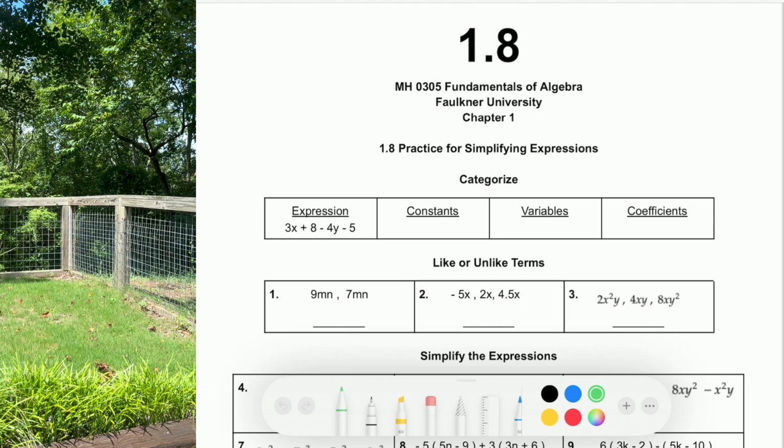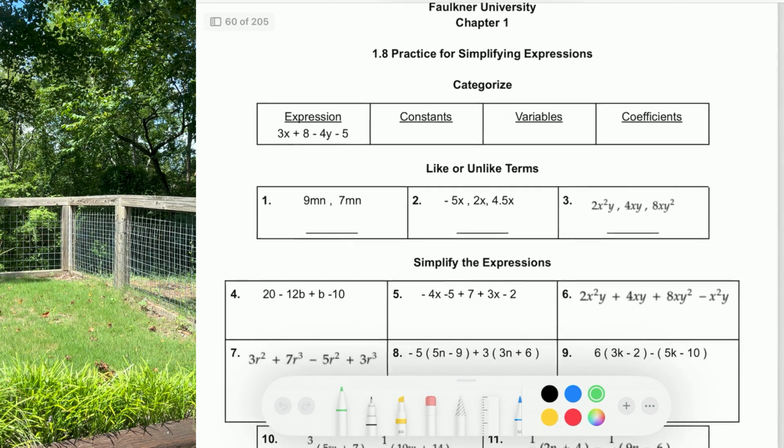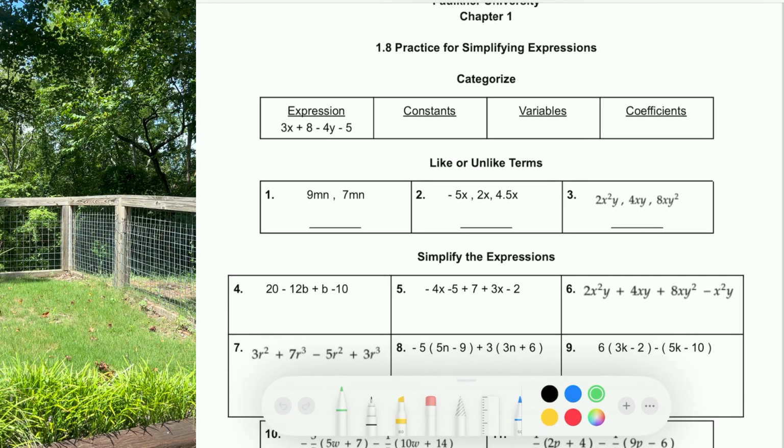Welcome back, students. We will be looking at section 1.8, practice problems for simplifying expressions. The first task that they want us to do is to categorize each of the terms within this first expression. So the expression is 3x plus 8 minus 4y minus 5.